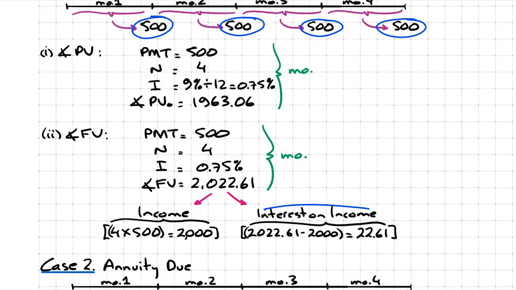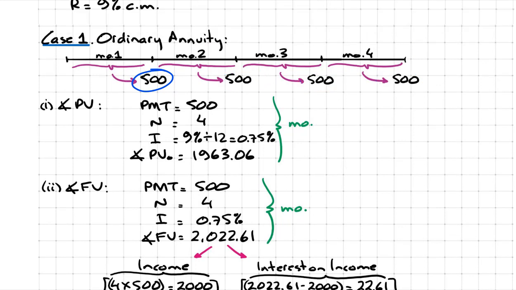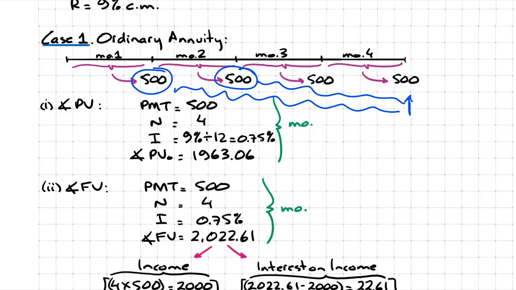But then where does this interest on income come from? This second component. And here it is, ladies and gentlemen. You're trying to find out what this entire stream is worth at the end of the horizon. Well, what do you think is happening to this $500 at the end of the first month? It will be reinvested. What do you think will happen to this $500? It will be reinvested.